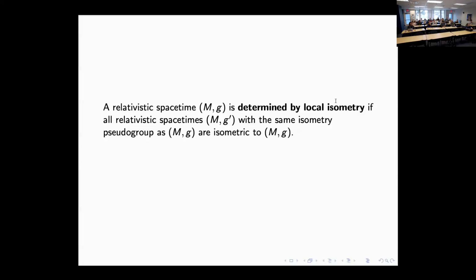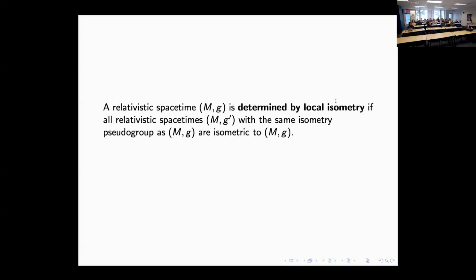Okay, I'm going to give two definitions and unravel them a little bit. So first, we will say that a relativistic spacetime MG is determined by local isometry if all relativistic spacetimes, any other metric you could put down on M, that determines the same isometry pseudogroup, any other metrics on M that have the same local isometries as G, are isometric to the spacetime we started with.